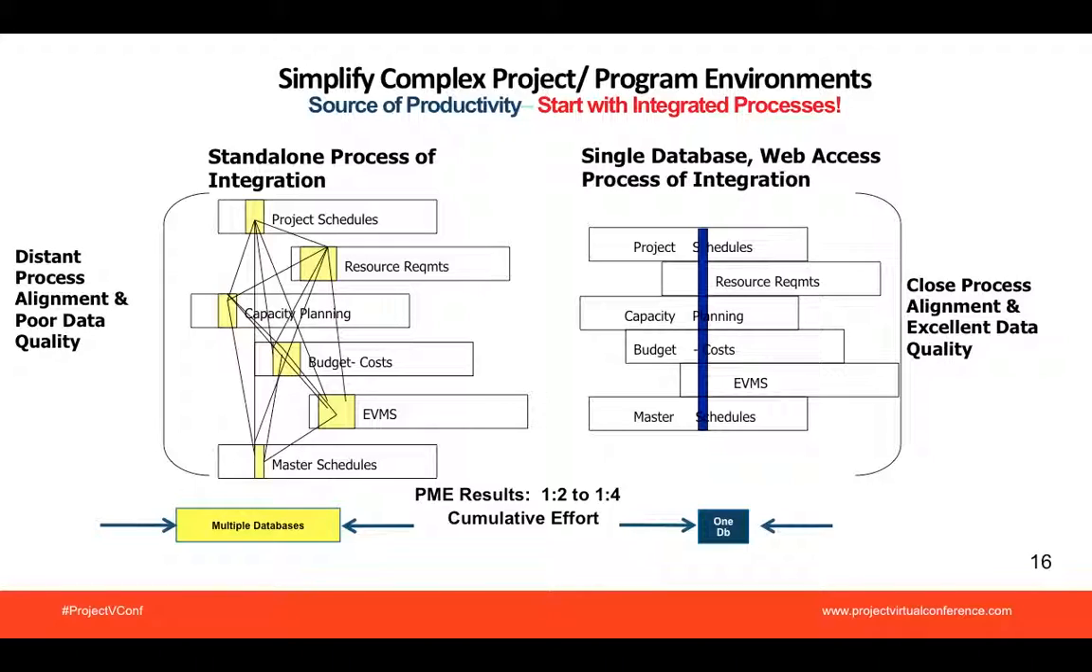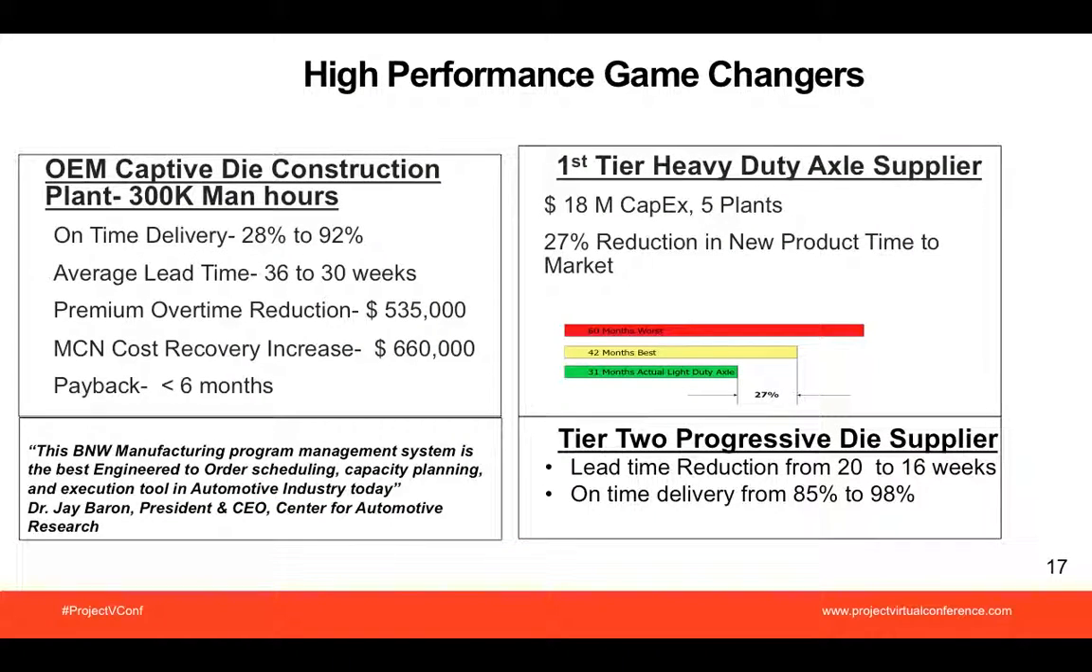So now, what evidence is there that project management technology, methods, and applications can actually produce meaningful results? If you look at this slide, it summarizes three different companies that have gained high-performance, game-changing results. We see an OEM captive die construction plant on the left-hand side. On the right-hand side, we see a first-tier heavy-duty axle supplier that had to spend $18 million of capital expenditures from product design initiation all the way to launch to the customer. And then a third one in the lower right.